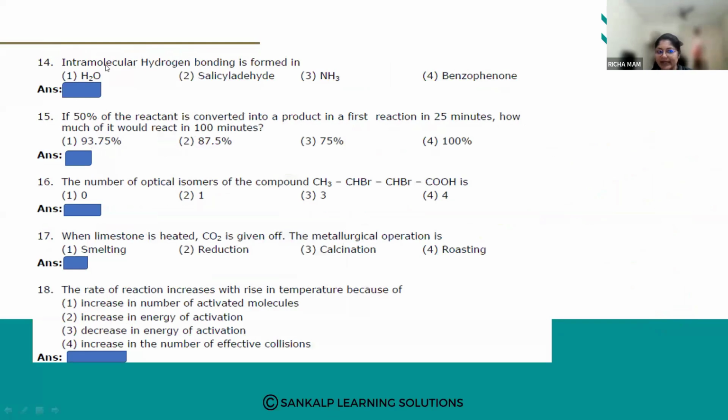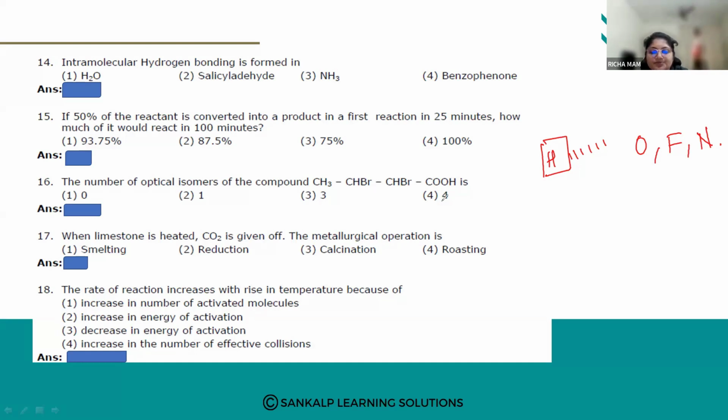Intramolecular hydrogen bonding is found in which one? What do you mean by intra? Hydrogen bonding is formed between the hydrogen atom and any other electronegative atom like oxygen, fluorine, nitrogen. It is like a dipole-dipole interaction, the attraction formed between the hydrogen atom and some other electronegative atom like oxygen, fluorine, nitrogen.